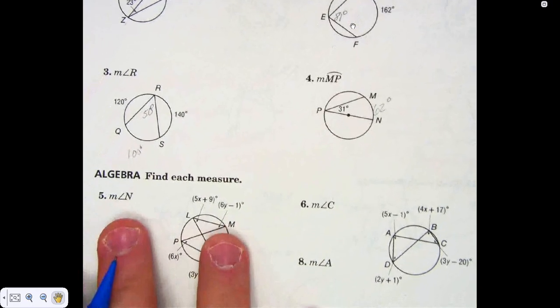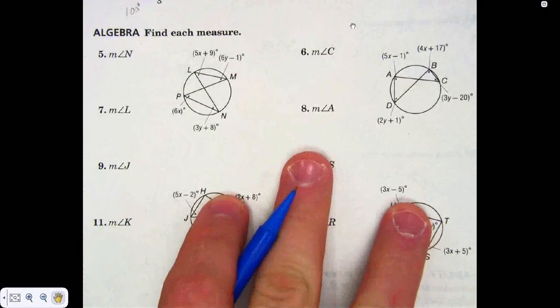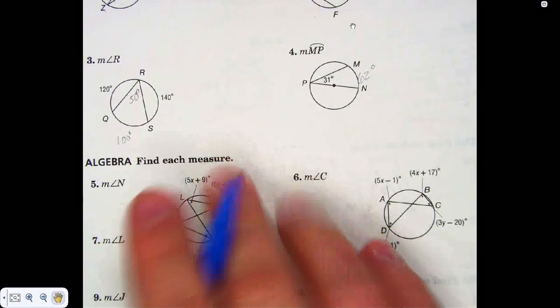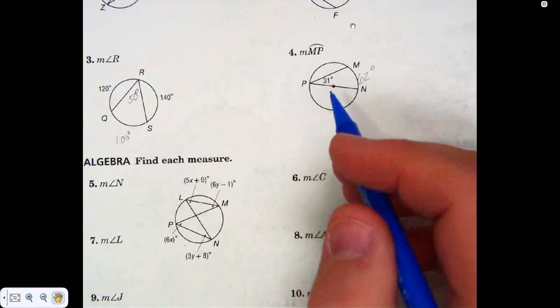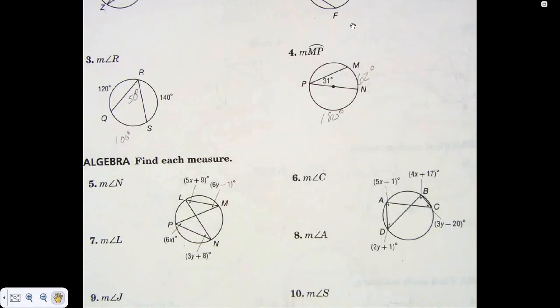Crazy. Oh, and then PN is the diameter. Oh, now they're getting crazy, aren't they? We're supposed to find the arc of MP on number 4, so we're supposed to find a different arc. Oh, crazy. So PN's diameter is 180. See? Don't pay attention, make silly mistakes, like I just did. Keep going. I might have done it on purpose, but might not have. You don't know.